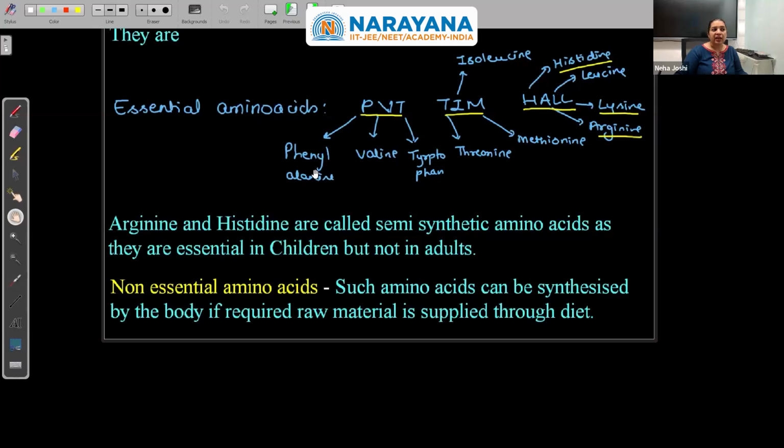So P is phenylalanine. V is valine. Okay, there were 2 V. Sorry, there were 2 L. One is valine. Here 2 L. T is tryptophan. What was tryptophan? Tryptophan was CH2 and then ring per OH. That was tryptophan. What was valine? This was the valine. Phenylalanine, yes.